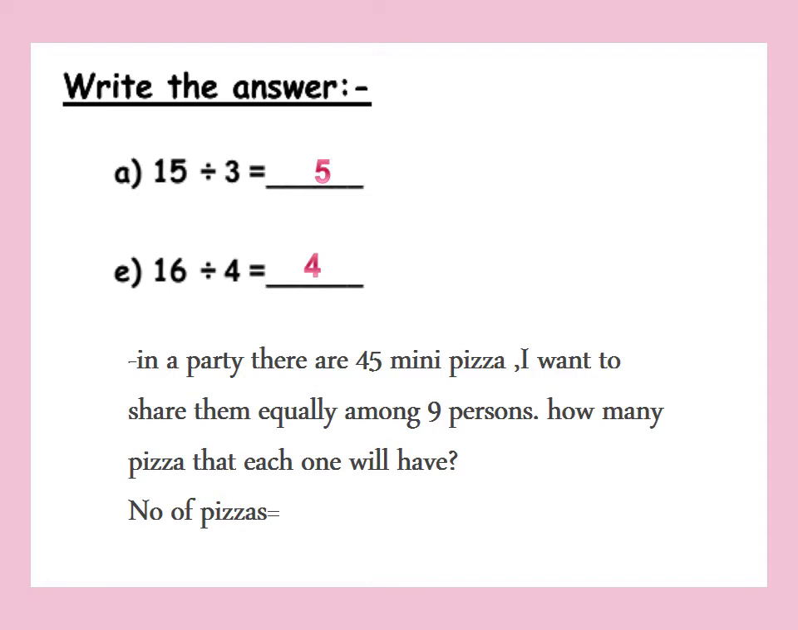Okay, let's read this story problem. In a party, there are 45 mini pizzas. I want to share them equally among 9 persons. How many pizzas will each one have? So, if I want to share anything equally among any number of persons, I want to make division. So, we will do 45 divide 9, which equals 5, because 5 by 9 equals 45.